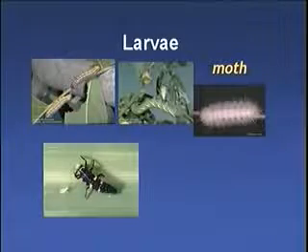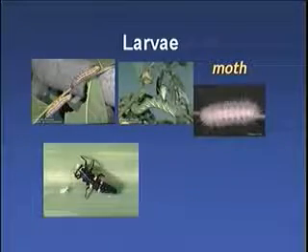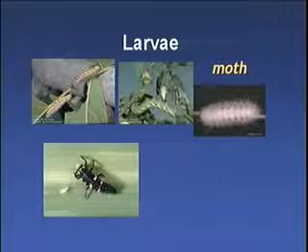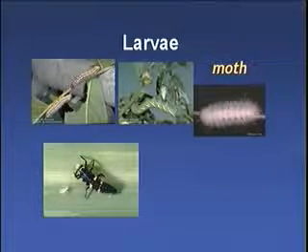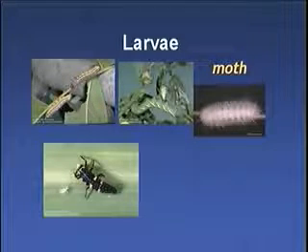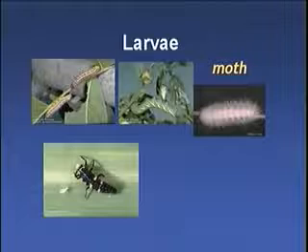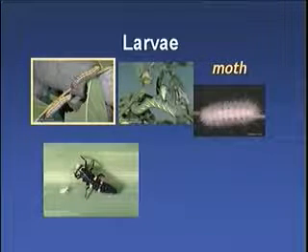Larvae. I mentioned that the larvae can look very different from the adults, and the larvae can look very different from one another. These top ones, the larvae, those are all worm-type larvae, right? Anybody know what any of those are? What's the one on the left here? What's this one? Anybody know?